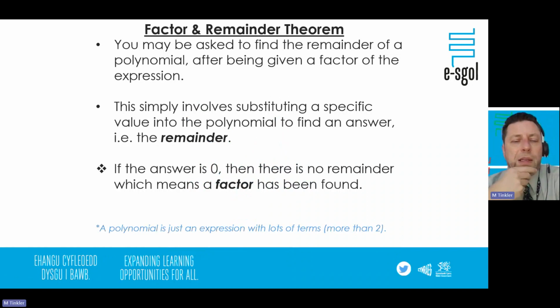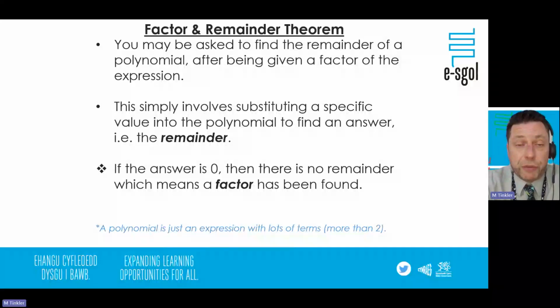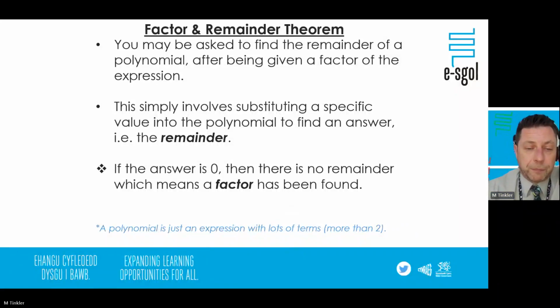So, as the slide says, you may be asked to find the remainder of a polynomial after being given a factor of the expression. This involves substituting a specific value, and the specific value is linked to what we've just said. If the answer is 0, then there's no remainder, which means it's a factor. If you think of when you're in primary school, 5 is a factor of 20 because it goes into 20 with no remainder. 5 is not a factor of 23 because it goes in with remainder 3.